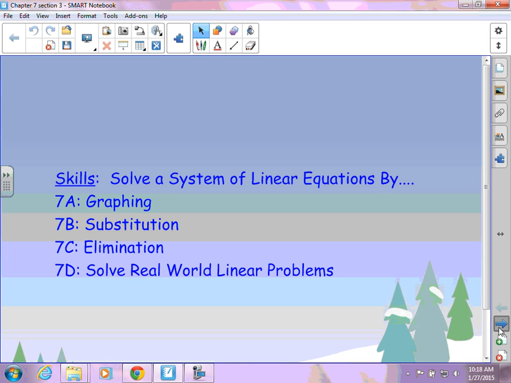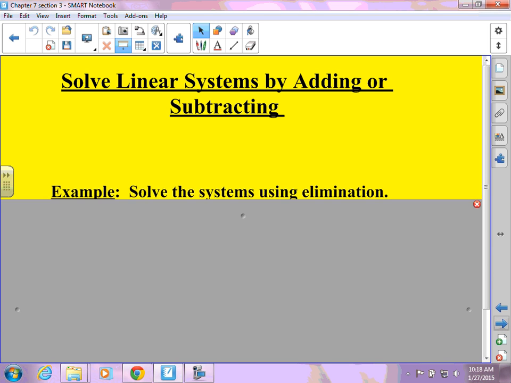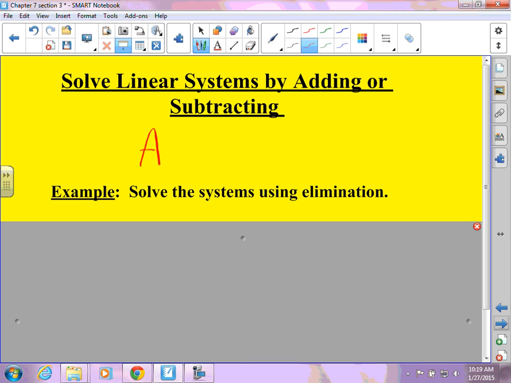Now, let's take a look at this. This is part one of elimination. It says solve linear systems by adding or subtracting. There's a part two, but that's going to come next week. When we use elimination, we're going to make sure our form is in AX plus BY equals C form. And this is called what? Standard form. And we've seen this before, haven't we?